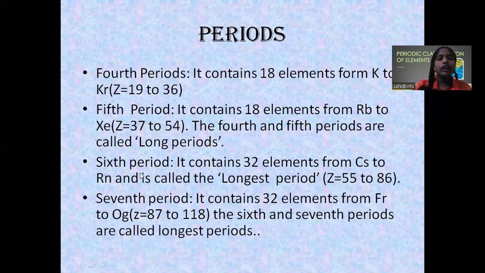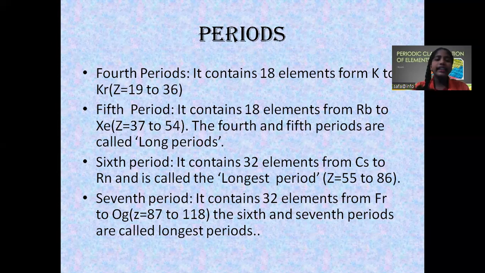The fourth period contains 18 elements from potassium to krypton. The fifth period contains 18 elements from rubidium to xenon. The fourth and fifth periods are called long periods.